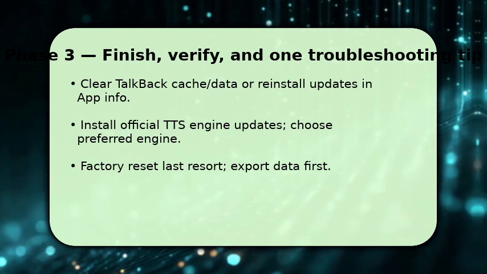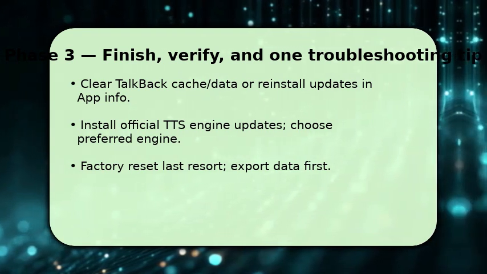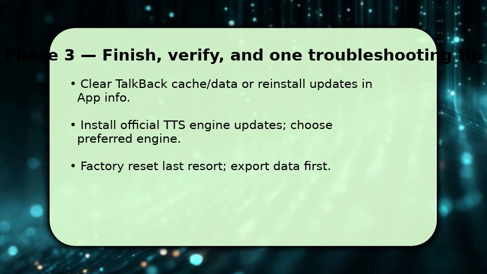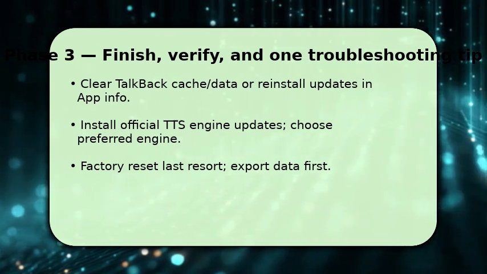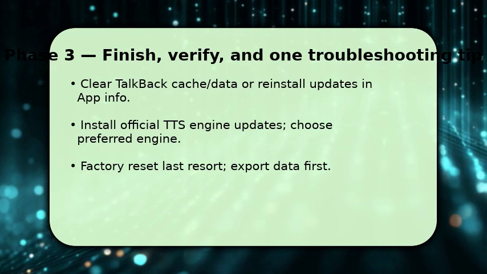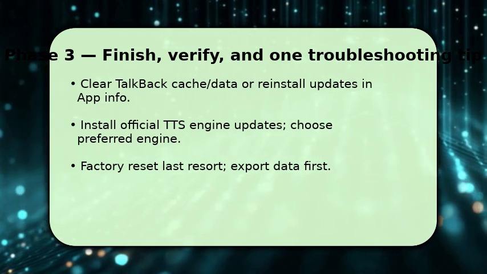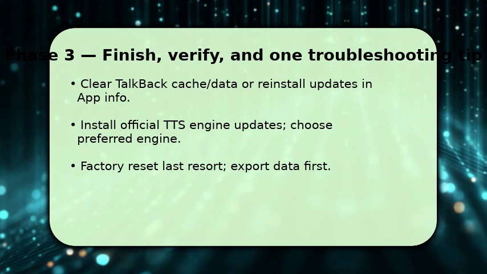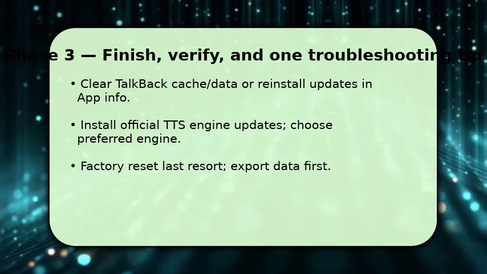You can also uninstall updates and reinstall from system updates to restore a known good version. Make sure the text-to-speech engine is updated and set as default, because mismatched engines cause silent output. Finally, consider backup and factory reset only when other options are exhausted.